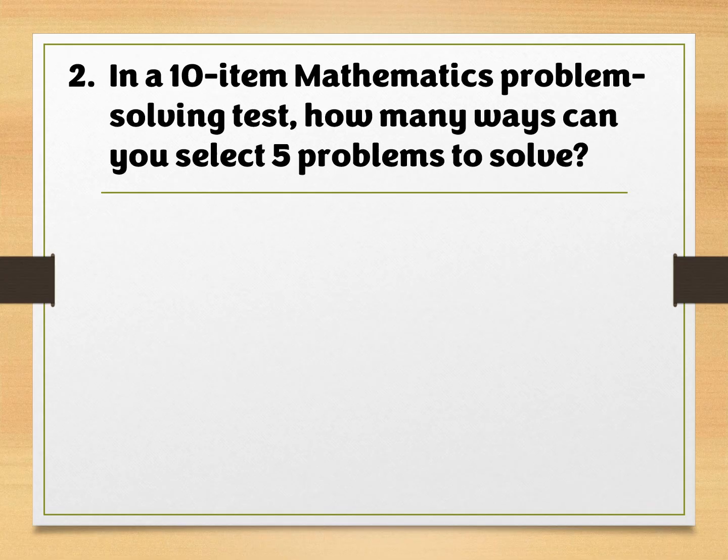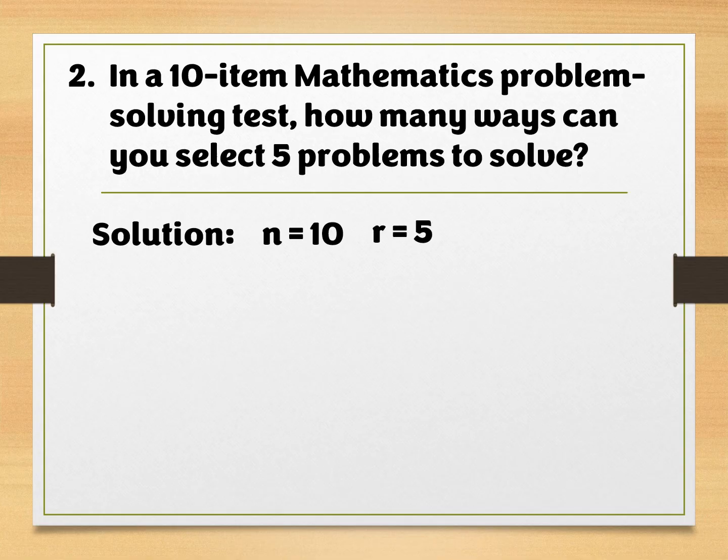Let's have now example number 2. In a 10-item mathematics problem solving test, how many ways can you select 5 problems to solve? First is we're going to determine the value of n. Since there are 10 items in the test, the value of n is 10. And we were asked to select 5 problems to solve. So the value of r is 5.